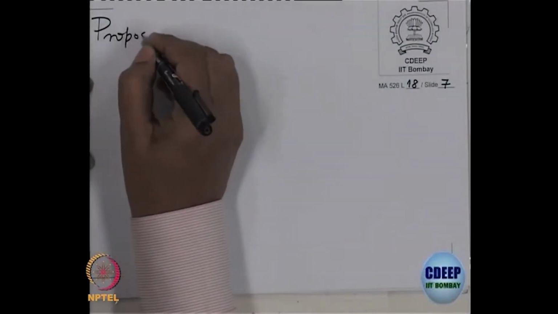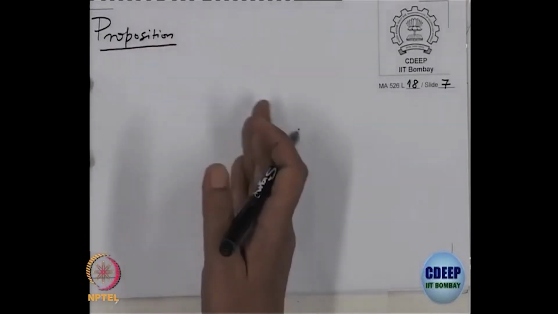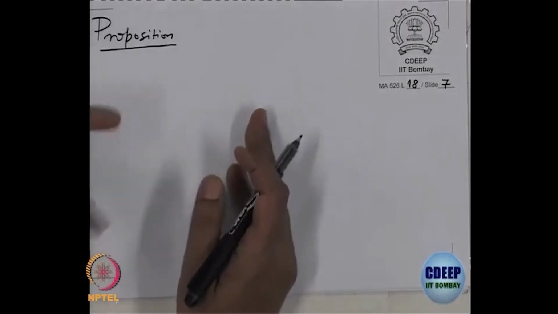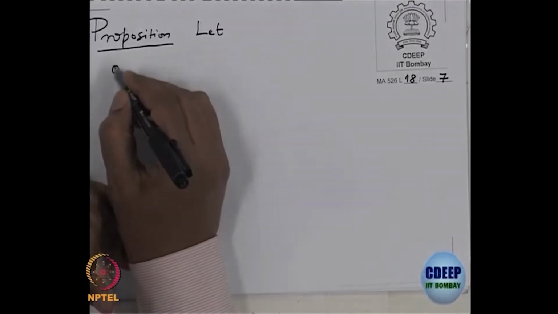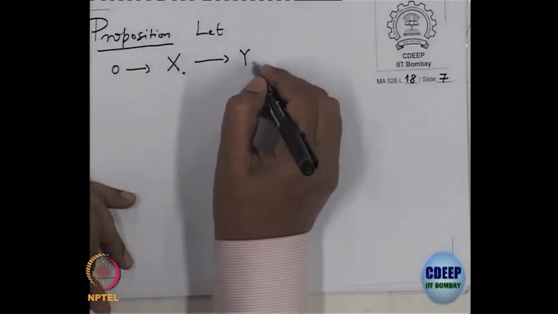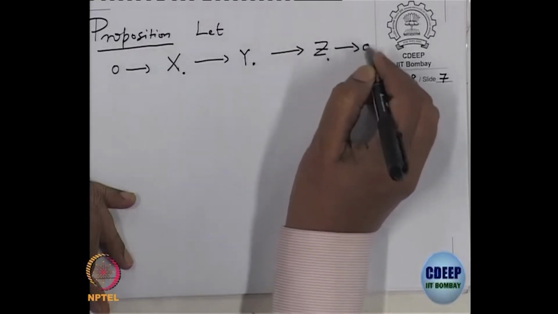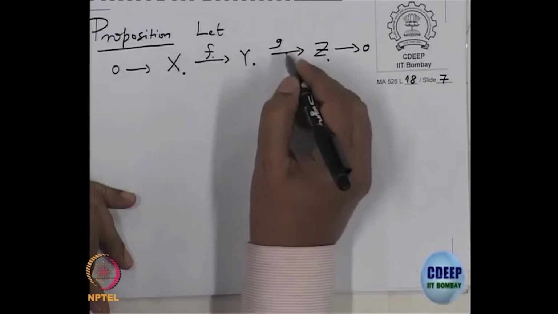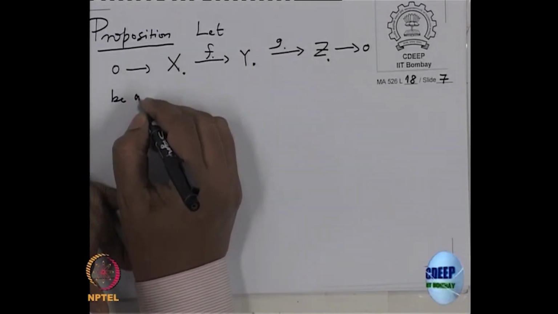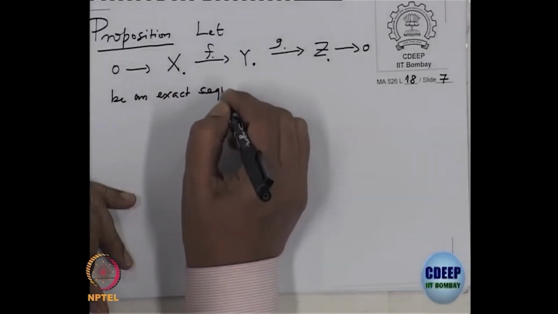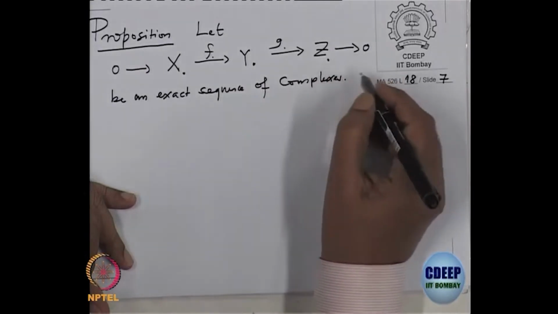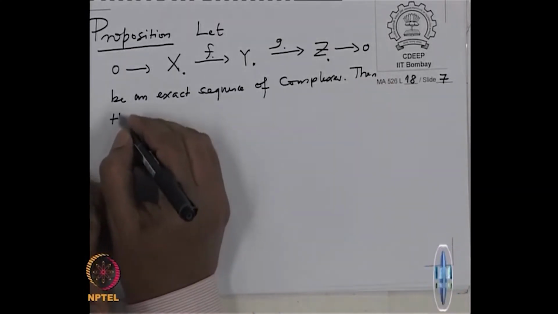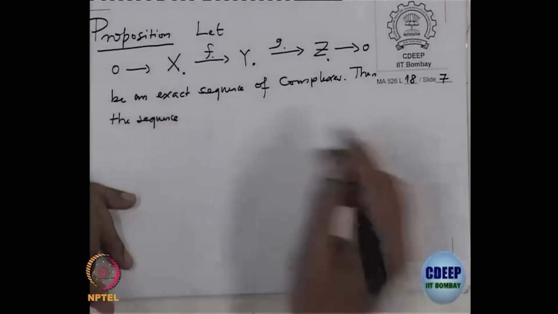So, the proposition is, and this is used many times, not only in commutative algebra, but in every subject. It is like a machine. So, let 0 → X. → Y. → Z. → 0, let us write this as f. and g., be an exact sequence of complexes. Okay, then the sequence, which sequence? Now I will write down the sequence.